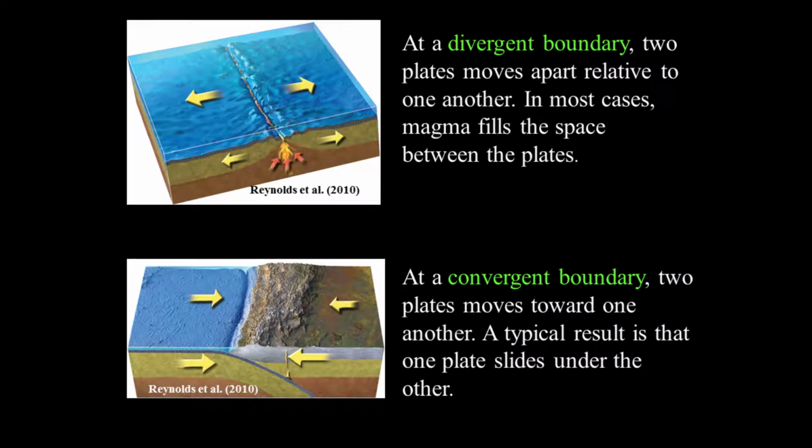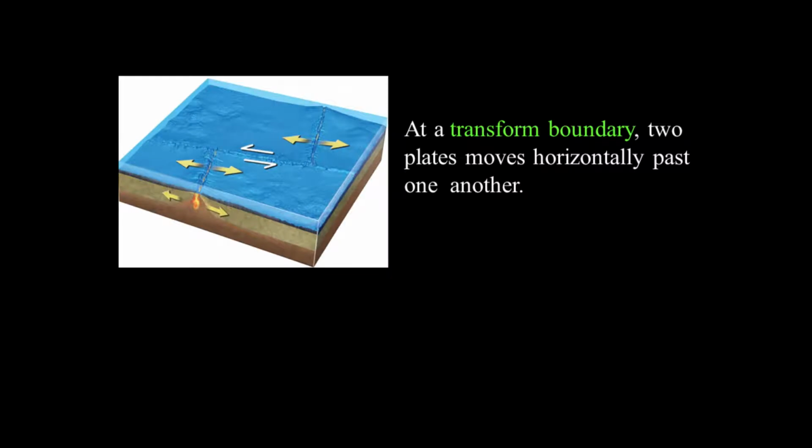As you can see in this figure, at a divergent boundary, two plates move apart relative to one another. In most cases, magma fills the space between the plates. A picture of convergent boundaries here shows two plates moving toward one another. A typical result is that one plate slides under the other. Here's a picture of a transform boundary, which shows two plates moving horizontally past one another.